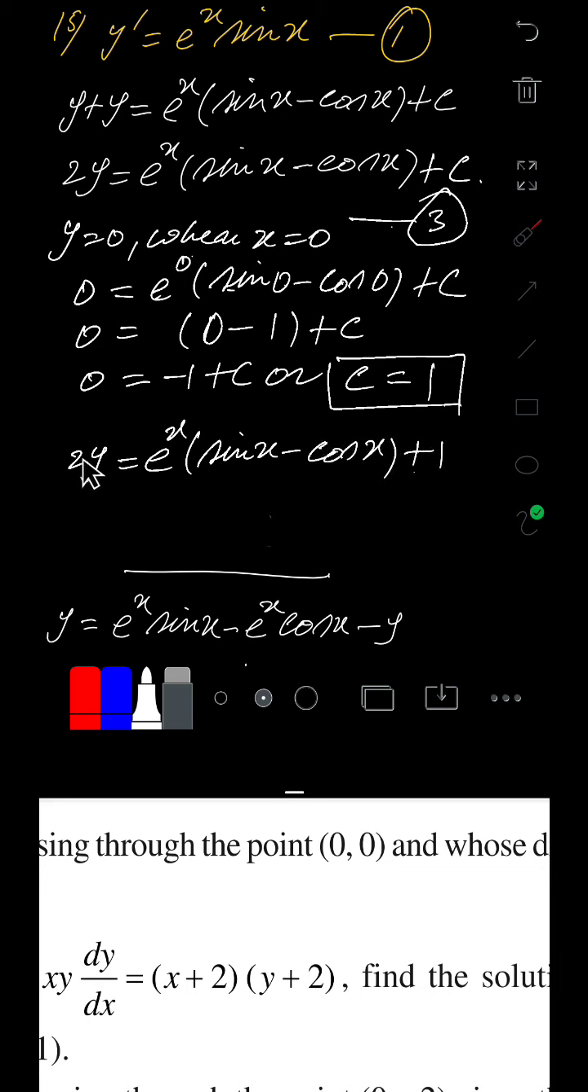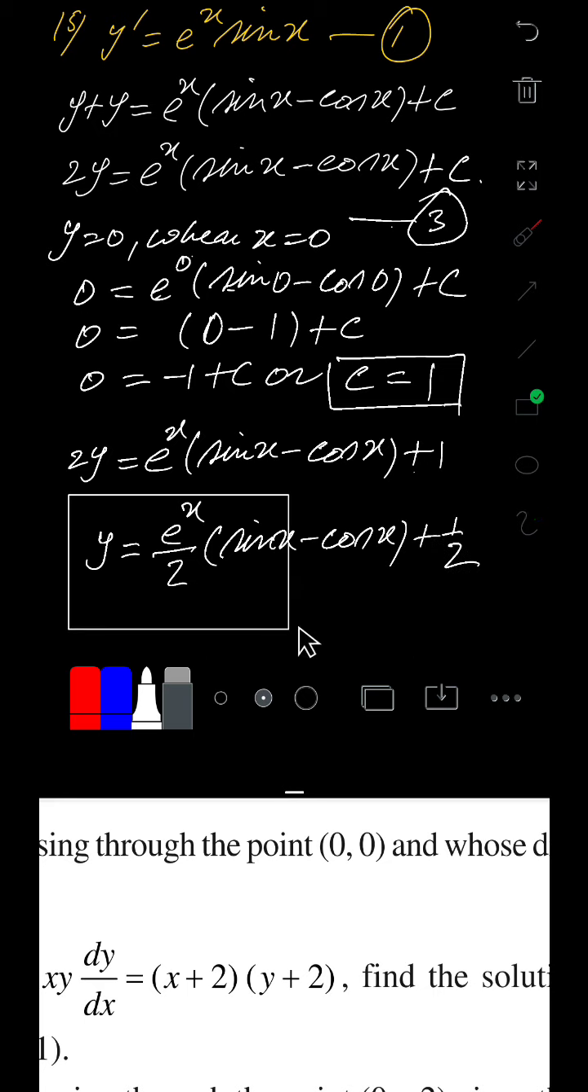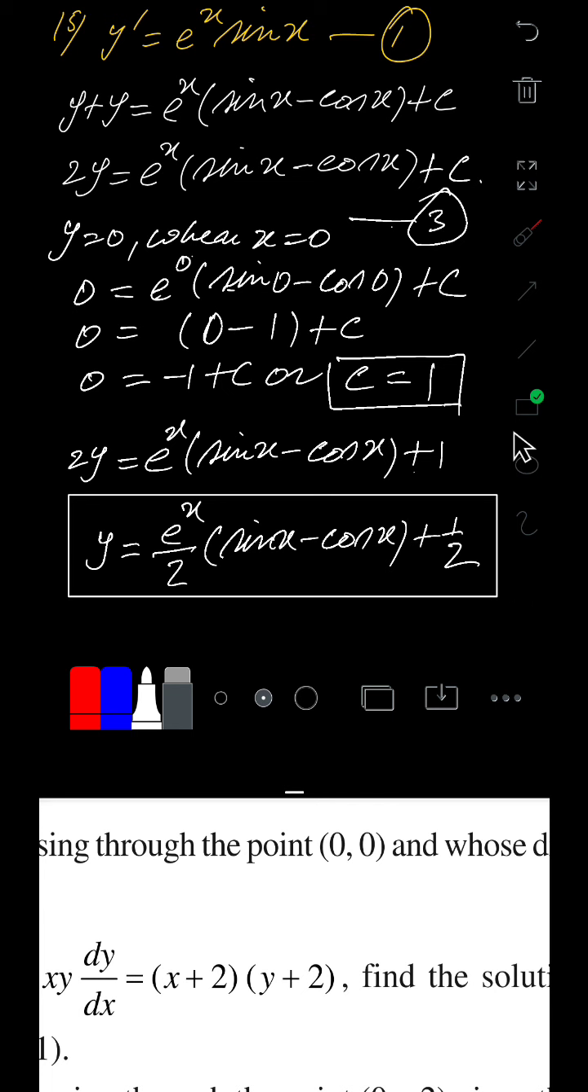So transposing this 2 to the right hand side, it will divide both the terms. So we have y is equal to e raised to the power x upon 2 into sin x minus cos x, plus 1 upon 2. And this is the required particular solution for the given differential equation.